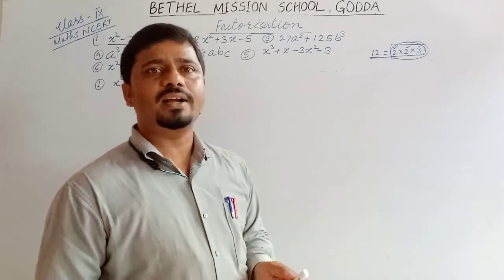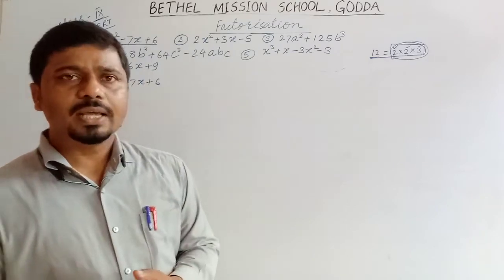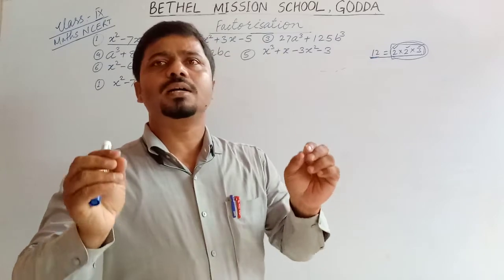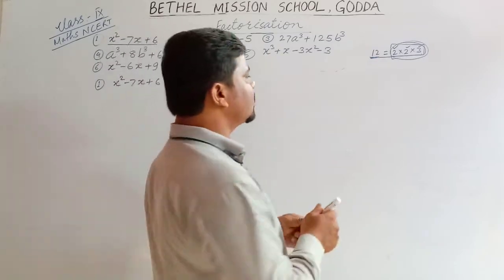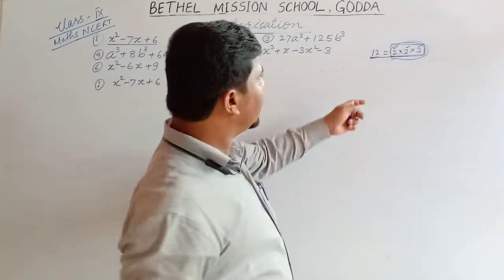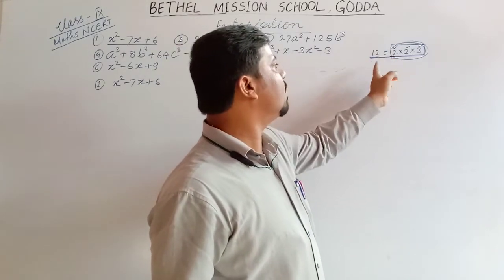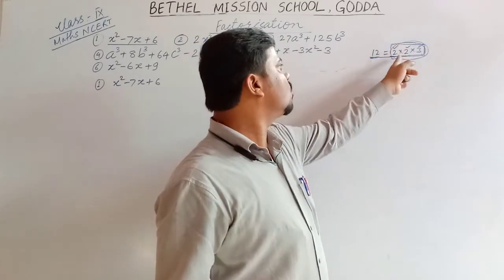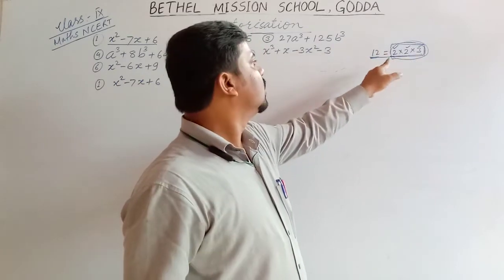First of all, you should understand what factorization is. Factorization is the way of splitting the numbers in the form of multiplication. You can see one example I have shown on the board. This number is 12, and it is split in the form 2 into 2 into 3. So 2 and 3 are the factors of 12.